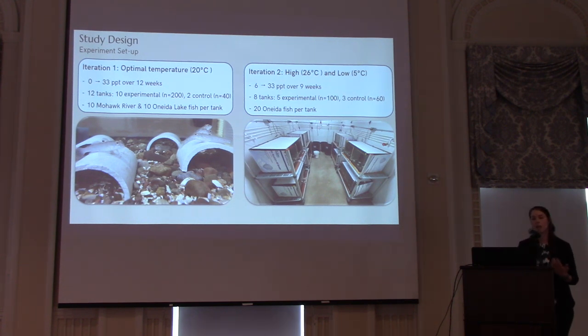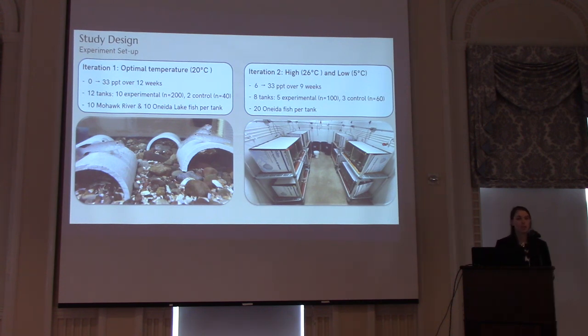The second iteration that we looked at was whether temperature had an impact on their salinity tolerance. So we picked a higher and lower temperature, somewhat representative of the extremes found in the Hudson River. However, we were slightly limited based on equipment capabilities. We only used Oneida fish in the second iteration since there was no significant difference between Mohawk and Oneida gobies. And once again, I was based at Oneida and they were much easier to catch there.